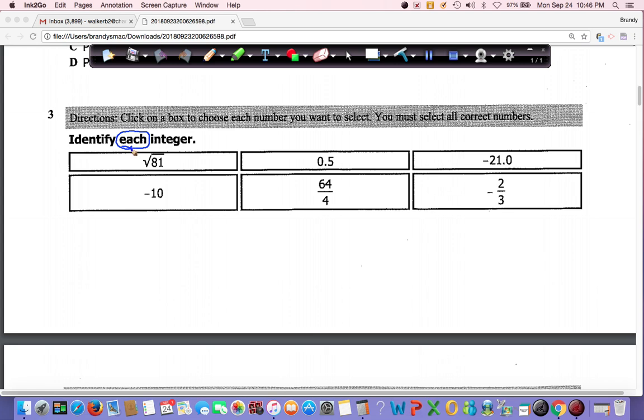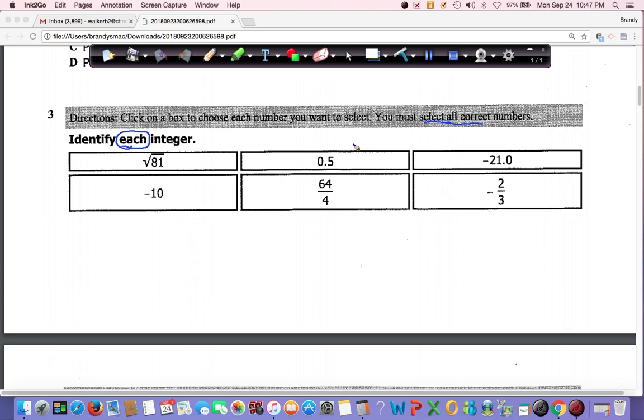Like, there are no exceptions. There's no, oh, but if it's this. No. If it says you must select all correct numbers, it has to be more than one. So if you did number 3 and you got it wrong, it could be that you only picked one answer. That answer could have been an integer, but because you didn't pick all of them, the entire question is wrong.